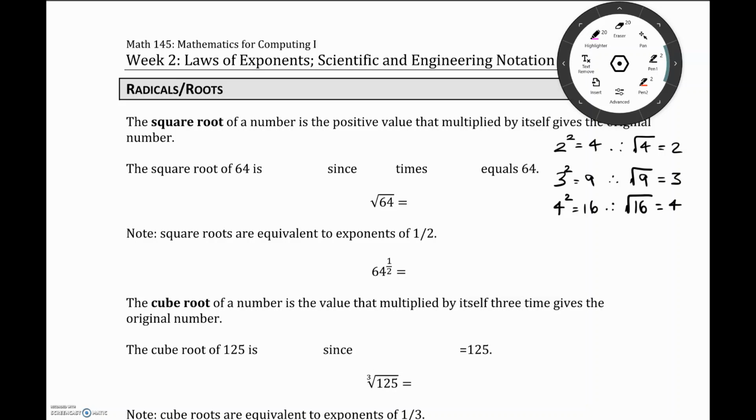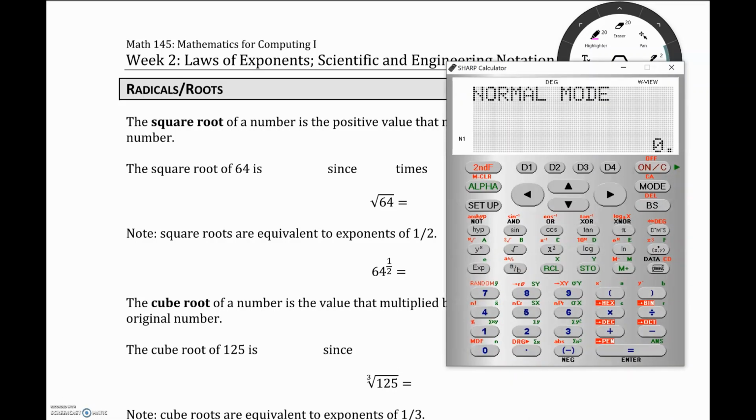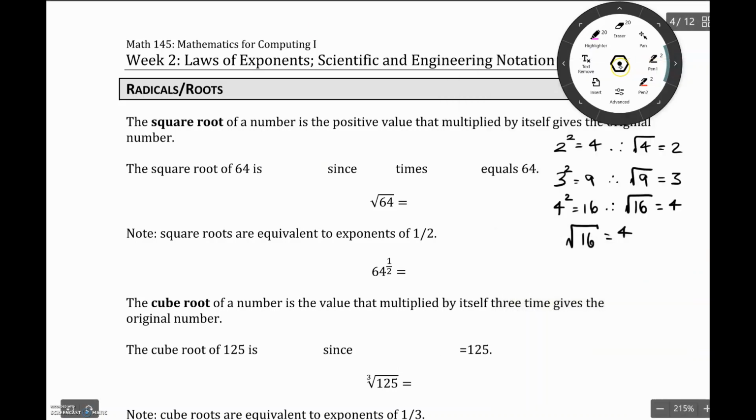Now, to find the square root, we use the button on your calculator that looks like this. So we could, for example, enter square root 16 and we will get 4. Let's do that just now. So we write square root of 16 and we indeed get 4. All right? So now let us look at this. So the square root of 64 is 8, since 8 times 8, or 8 squared, is 64. So root of 64 is just 8.